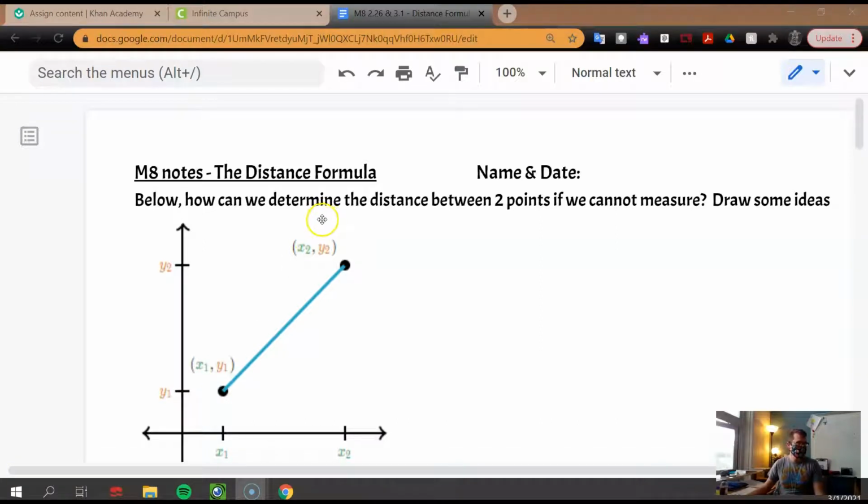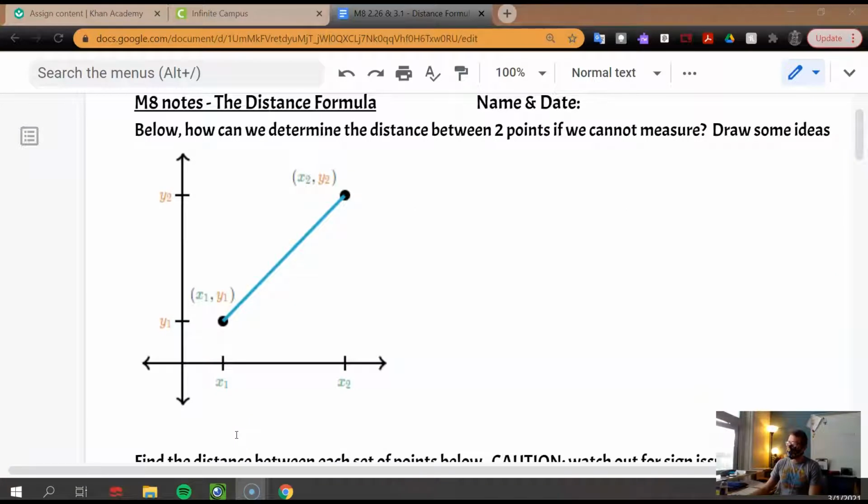Graphically, we can find the distance between two objects using a pretty simple formula. So if we have a graph and we have two points, and we don't know where the points are, we do know that they have an x and a y coordinate, right? Because the x coordinate is the horizontal, and the y coordinate is the vertical.